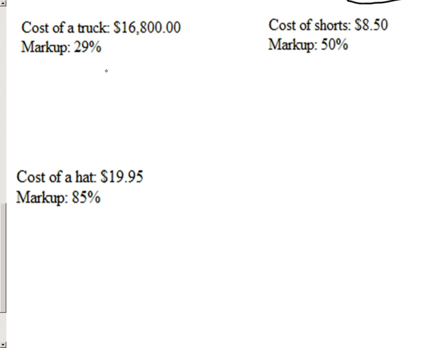Well, basically what you have to do then is flip this over to a decimal and multiply it by the cost that you had in it. And it gives you the answer of, let's see, 0.29 times 16,800 is 4,872. And you should be familiar enough with percents at this point to know that 4,872 is literally 29% of 16,800. So this is going to be your markup amount, okay?